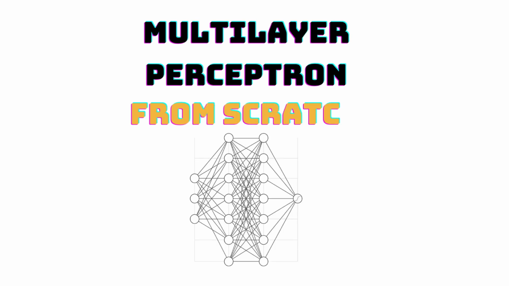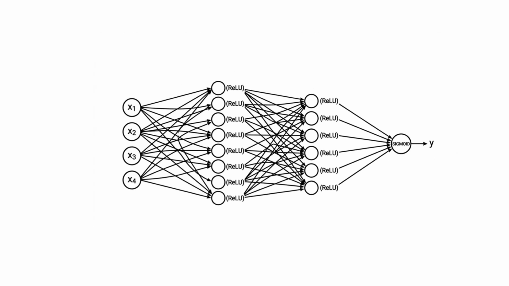Today, we are going to build a multi-layer perceptron from scratch using Python. We will work with an input shape of 500 by 4, meaning we have 500 samples, each with 4 features.